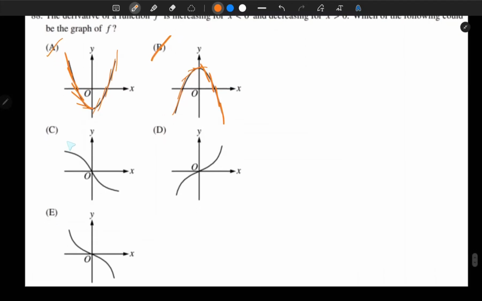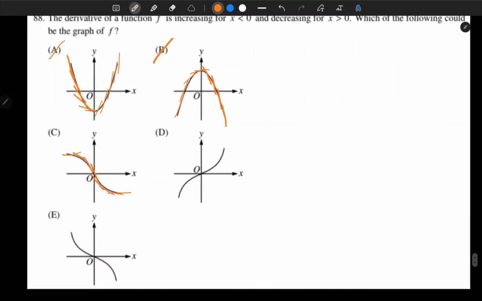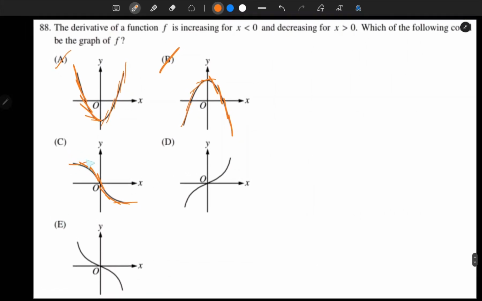Next, looking at this derivative, we see that it's firstly 0, and then it becomes negative, becomes very negative, and then it begins increasing back to 0. So we have 0, and then it decreases, and then it increases again. But this is the exact opposite of what we want. So C is not the answer.